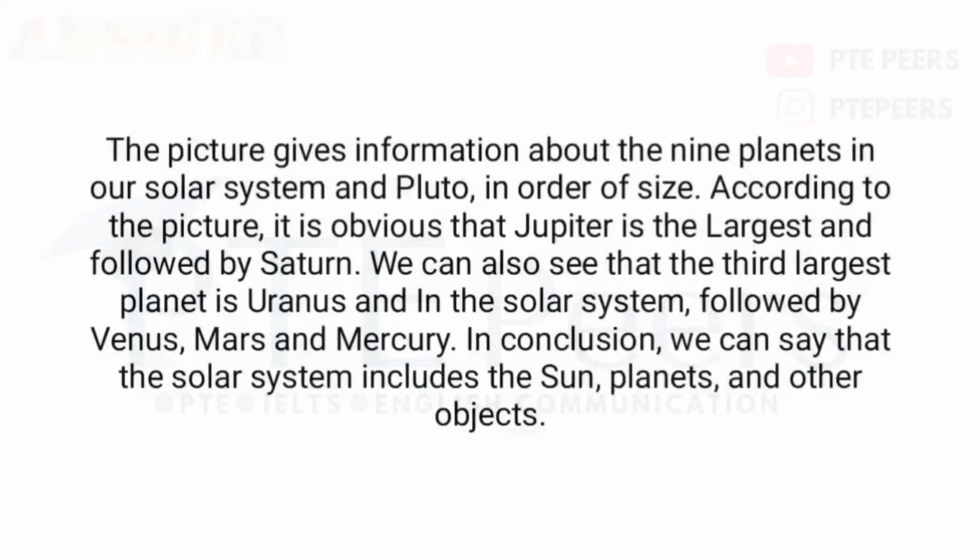The picture gives information about the 9 planets in our solar system, and Pluto, in order of size. According to the picture, it is obvious that Jupiter is the largest, followed by Saturn. We can also see that the third largest planet is Uranus in the solar system, followed by Venus, Mars, and Mercury. In conclusion, we can say that the solar system includes the Sun, planets, and other objects.